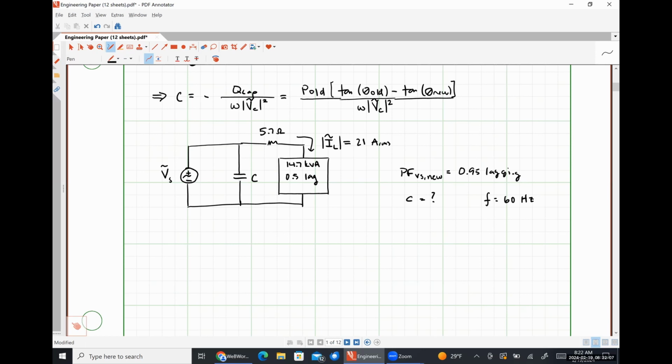So I'm of the opinion that we should take care of the lowest hanging fruit first, right? So we have 5 different quantities to plug into our equation. We need to figure out what P old is, what theta old is, what theta new is, what omega is, and what the magnitude of VC is, right? We have those 5 pieces of information. Then we have everything that we need to just plug into this equation and be done, okay?